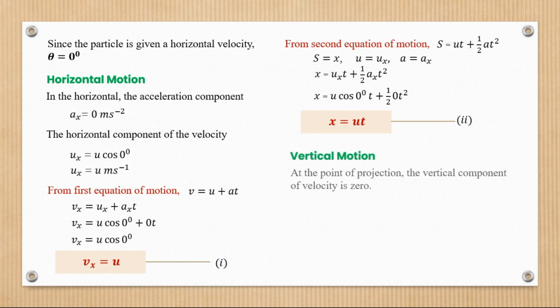When you look at the vertical motion, we remember that at the point of projection, the vertical component of velocity is 0. So Uy shall be equal to U sine 0. But you know that sine of 0 is 0. So Uy shall be equal to 0, because 0 times U is 0. This is because the motion is purely horizontal.